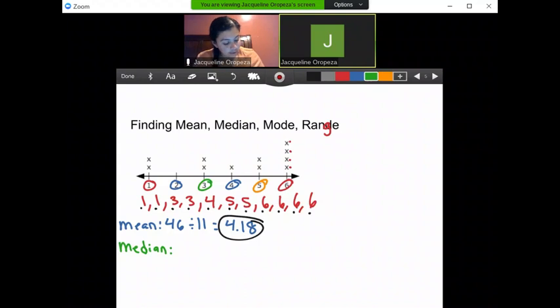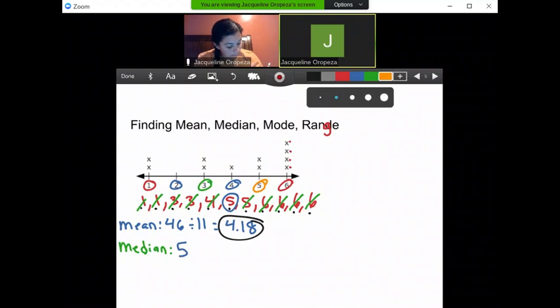So I'm going to cross out one in the beginning, one at the end. One in the beginning, one at the end. I repeat this until I am left with my middle as 5. So my median is 5.